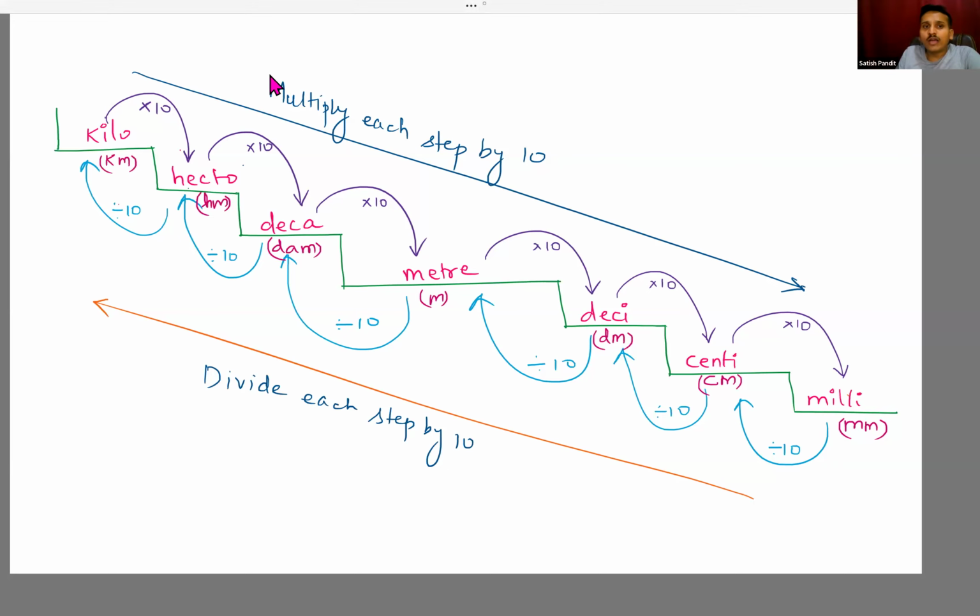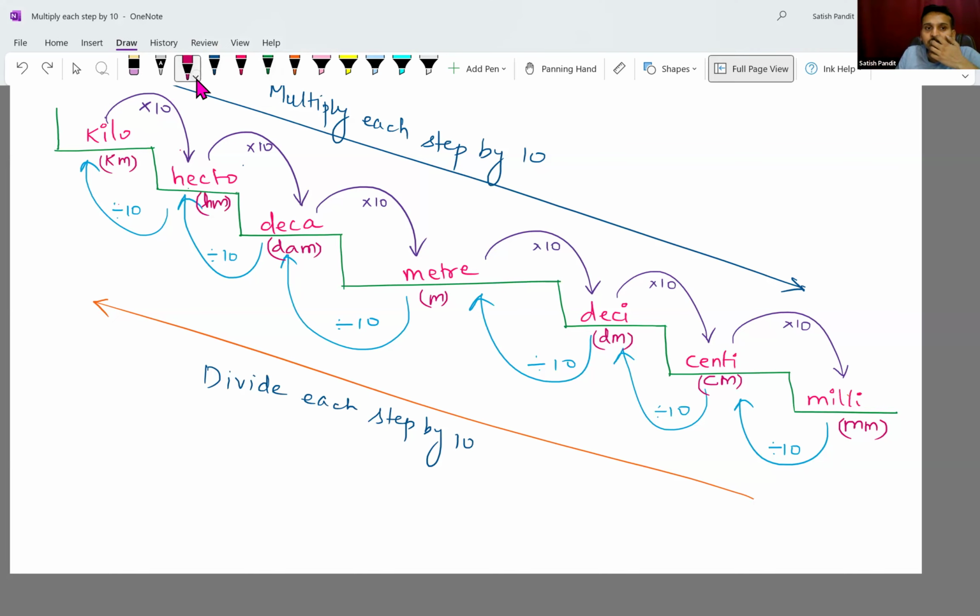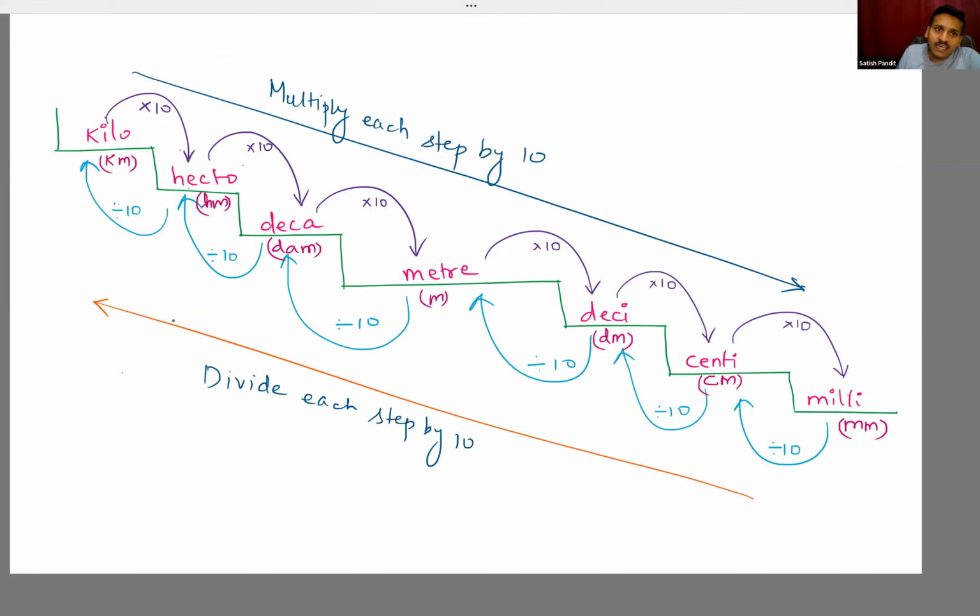So for each of them, you have some short forms, maybe I'll write that also. Kilo, the short form is small k, please remember that. Hecto is small h, deca is da, meter is small m, deci is d, centi is c, and milli is m. So millimeter will be mm, milli is small m, and meter is also small m. Like that you should remember.